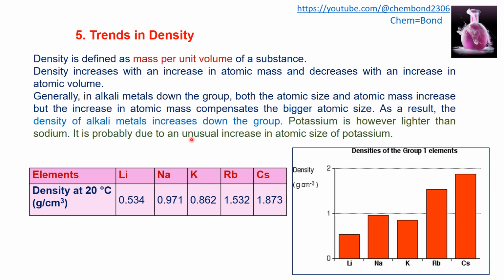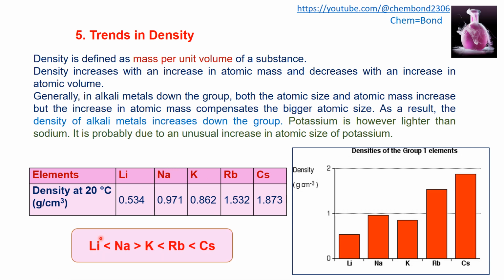This is probably due to the unusual increase in the atomic size of potassium. We know that when we move from lithium to cesium, the size of the atom increases, but when we reach potassium, more space will be occupied by potassium, which means that it will show some unusual behavior in terms of its volume. So its volume will increase unusually, and when volume increases, the density will decrease. That's why the potassium density is less as compared to sodium.